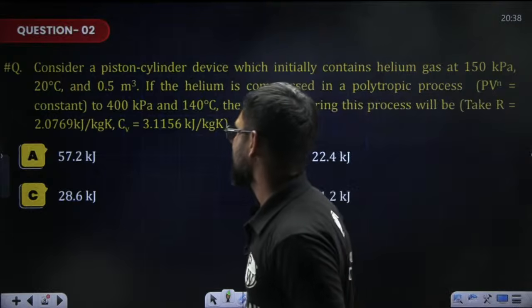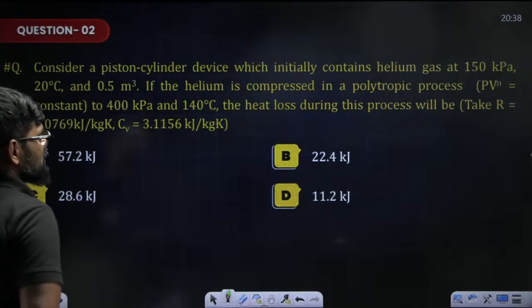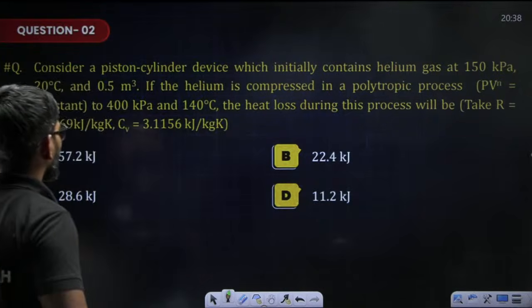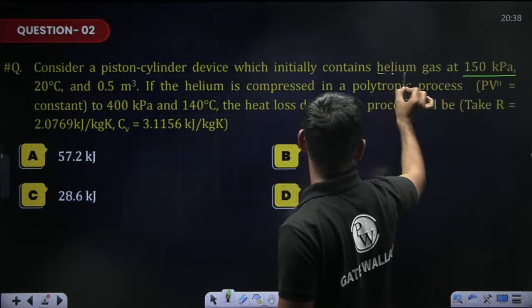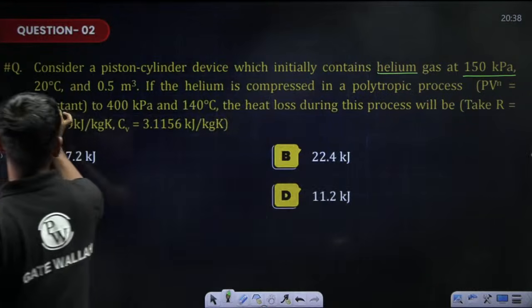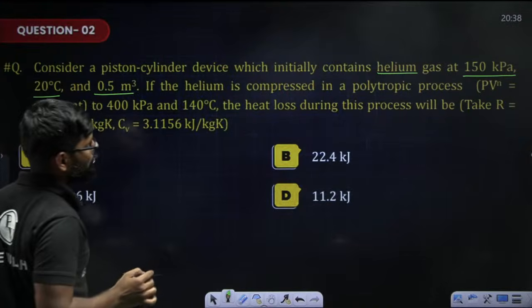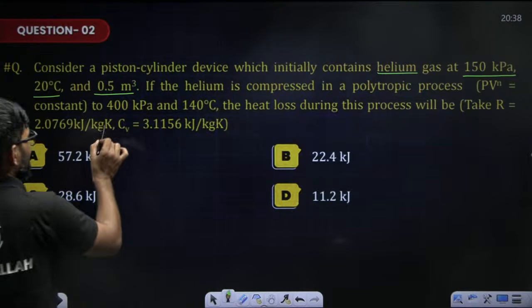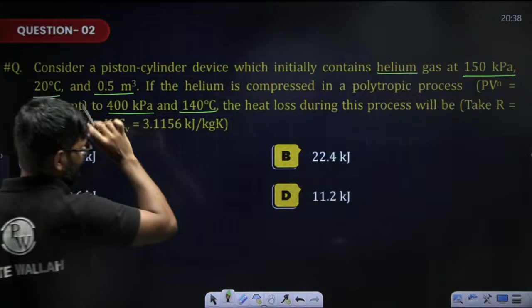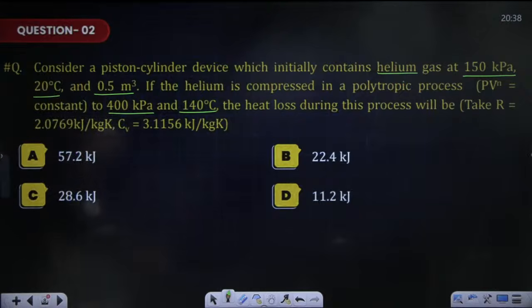Now here it is given that consider a piston cylinder device which initially contains helium gas at 150 kilopascal. So pressure is given initially, and please remember it is helium gas, not air, at 20 degrees centigrade and 0.5 meter cube. So mass you can calculate. If the helium is compressed in a polytropic process, PV to the power n, to 400 kilopascal and 140 degrees centigrade, the heat loss during the process in kilojoule you need to calculate. So the final volume also we need to calculate.